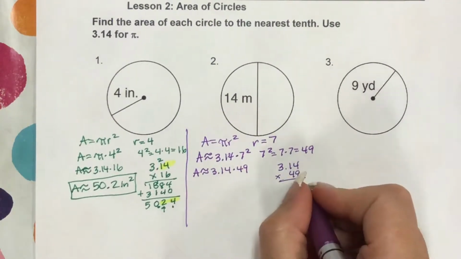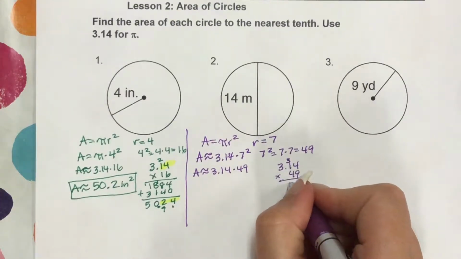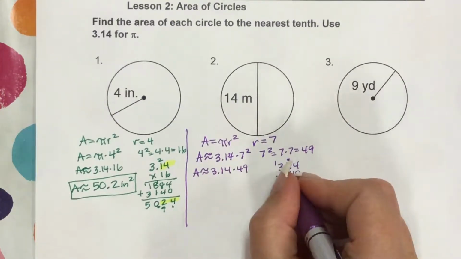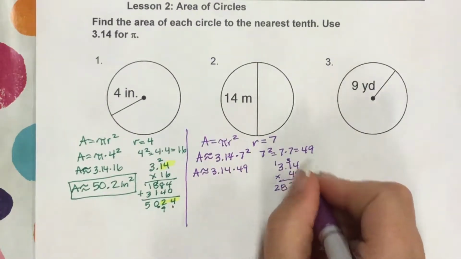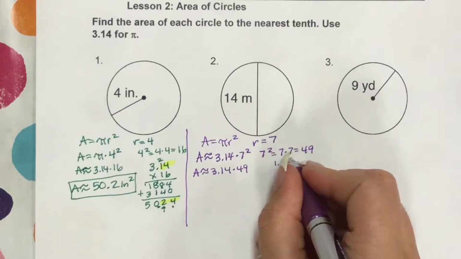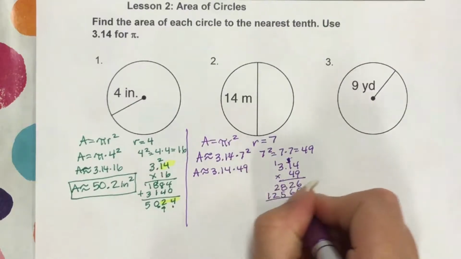9 times 4 is 36, write the 6, carry the 3. 9 times 1 is 9, plus 3 is 12, write the 2, carry the 1. 9 times 3 is 27, plus 1 is 28. 4 times 4 is 16, write the 6, carry the 1. 4 times 1 is 4, plus 1 is 5. 4 times 3 is 12.